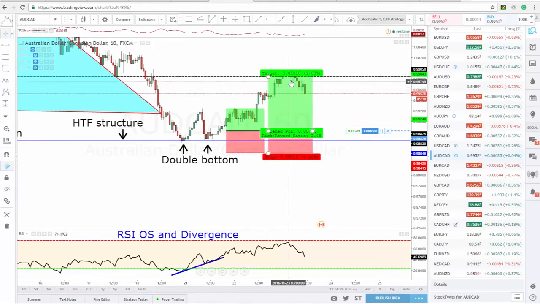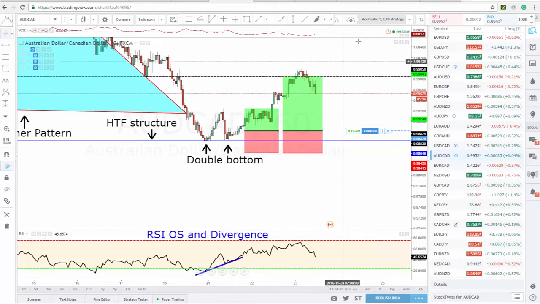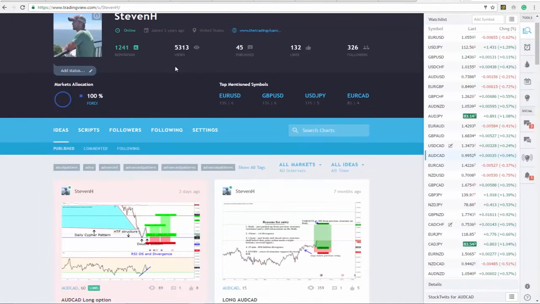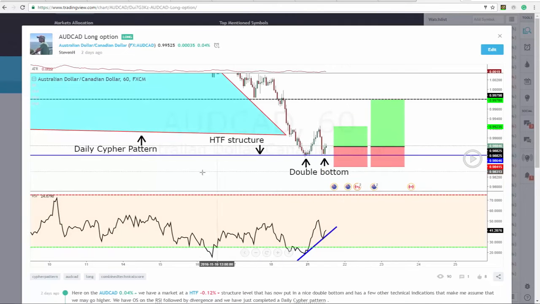So this third part of the position that you see running is only in my personal trading. But if we go over to my TradingView, you can see that this was an idea posted 2 days ago. And I did briefly explain what I was looking at here on TradingView.